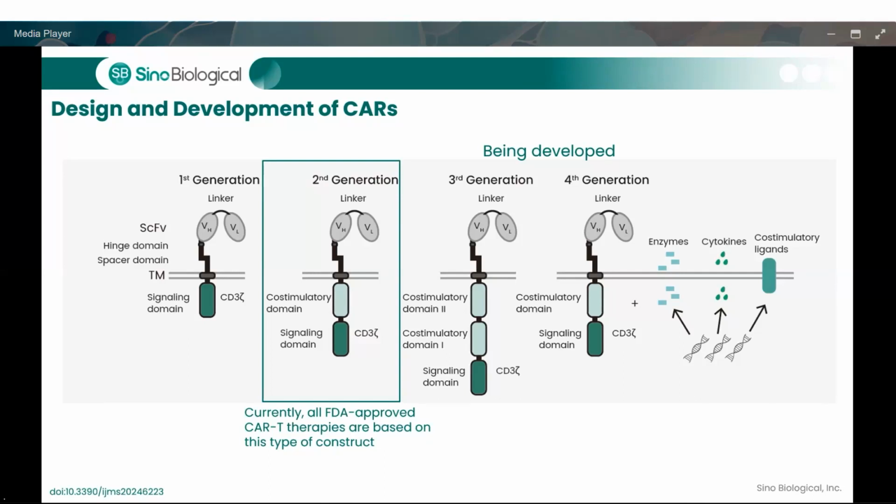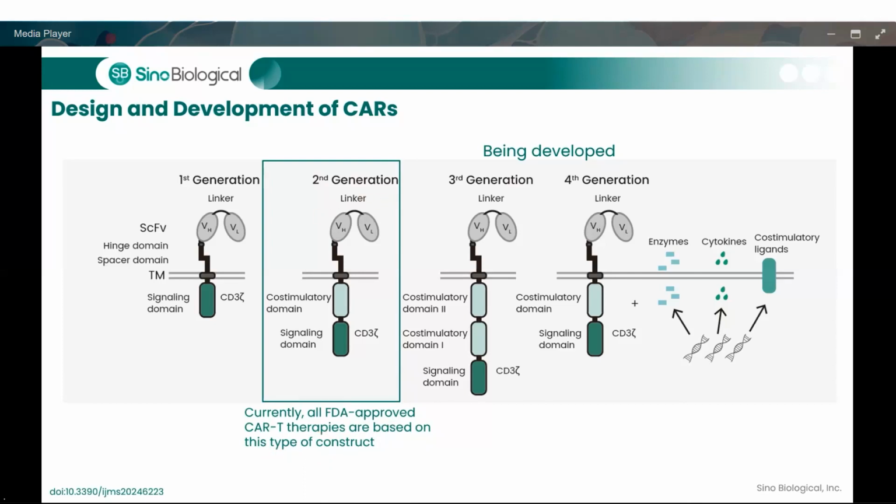The second generation CAR T cells improved upon the first generation by incorporating a co-stimulatory signaling domain such as CD28 or 41BB, in addition to the CD3 zeta domain. This design significantly enhances CAR T cell proliferation and persistence, resulting in improved therapeutic outcomes observed in the clinical trials. And currently, all of the FDA-approved CAR T therapies are based on this type of construct.